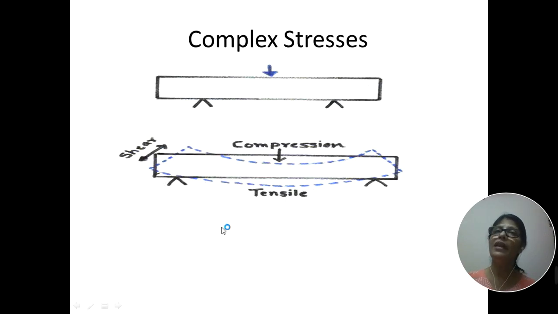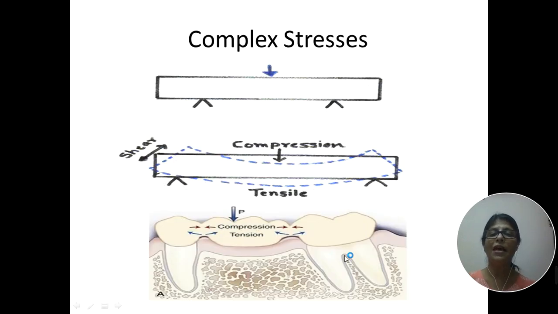This can be very well explained by giving the example of a 3-unit fixed partial denture. Now if the forces are acting towards the contact, the suspended member, then you will find the compressive as well as tensile stresses in the fixed partial denture.